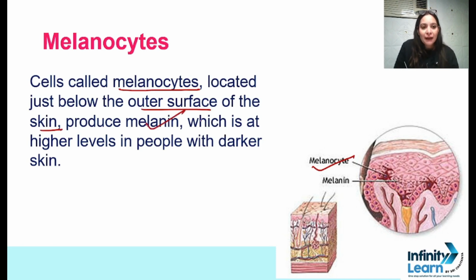So they produce melanin, and you will be surprised to know that a person with a dark complexion has a lot of melanin secretion, and their skin is more healthy as compared to one which has a whitish complexion. So if the melanin production is more, you will have darker skin, and that darker skin is considered to be more healthy.